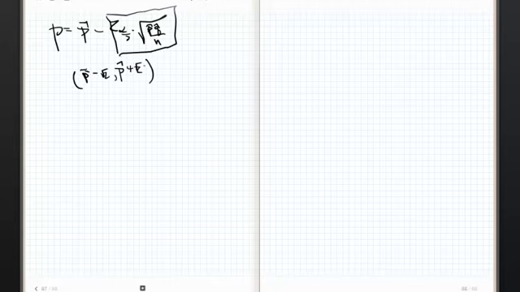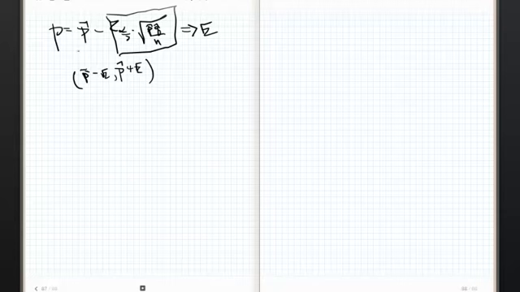Minus z alpha over 2 times the square root of p hat q hat over n. Remember, if I'm building a confidence interval, I get p hat plus my error and p hat minus my error. If that's p hat, what's that got to be? This is going to be my error. This guy right here is my error.